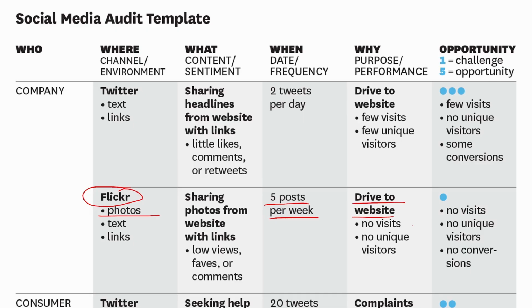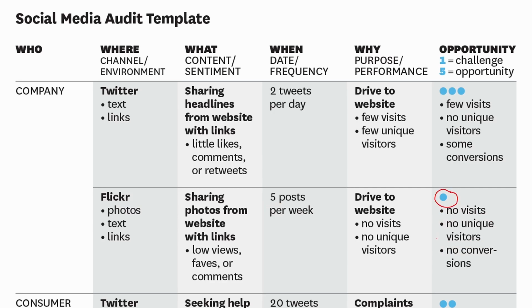Reason we post, drive to website. Currently though, we have no visits, no unique visitors, no conversions. That's bad. Maybe we compare this data with competitors below and it's the same outlook. They have no conversions, no visits on their website.